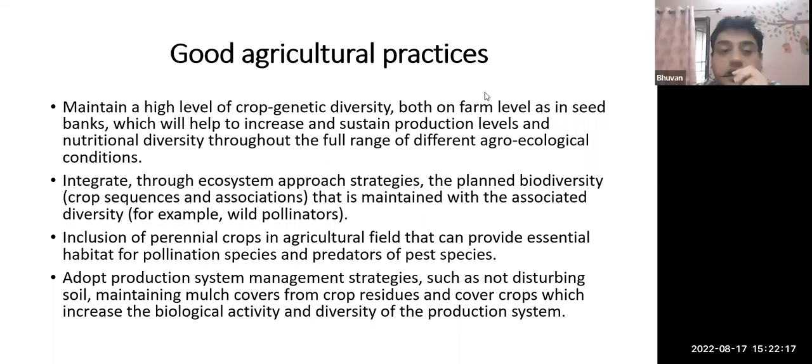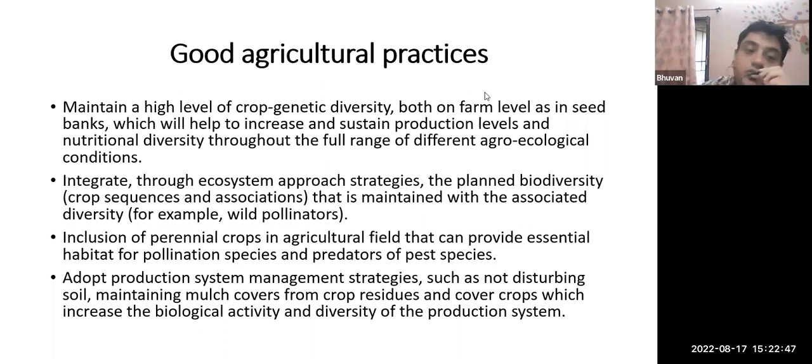Okay, thank you. So basically in that we need some perennial crop cover which can flower during the off-season stage, so that they can sustain the various kinds of pollinating species and predators of the pest species when your main crop is not in flowering or fruiting stage. Okay, and so basically the perennials play a major role in that.